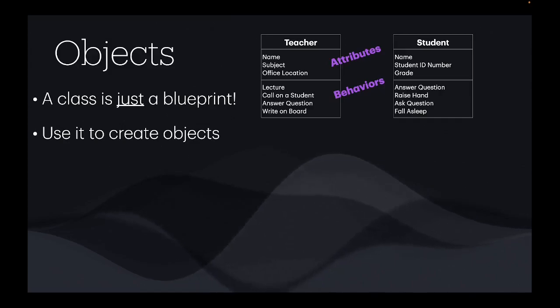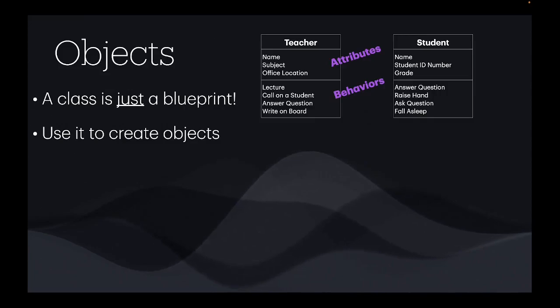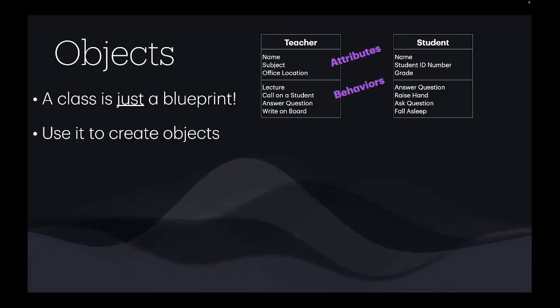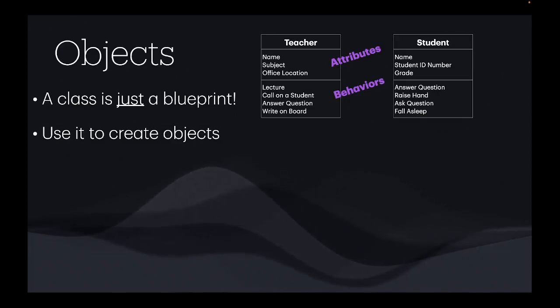We're going to take that student class and we're going to make a whole bunch of objects, right? We're going to make maybe 20 students to fill up that classroom. So I can use the same set of plans to make as many different kinds of objects or copies as I want, but I have to take that step of creating them.